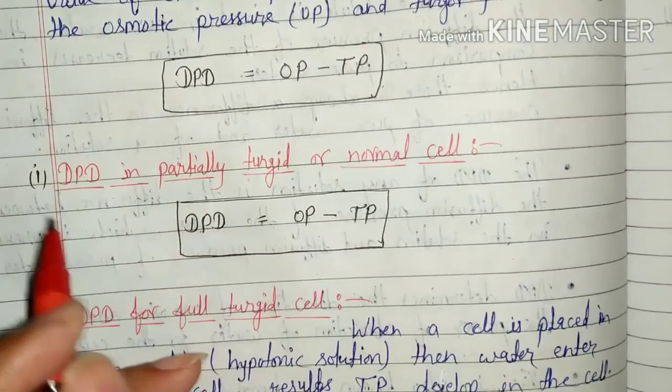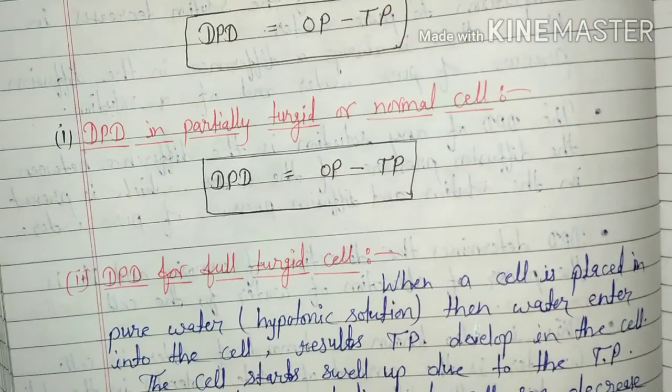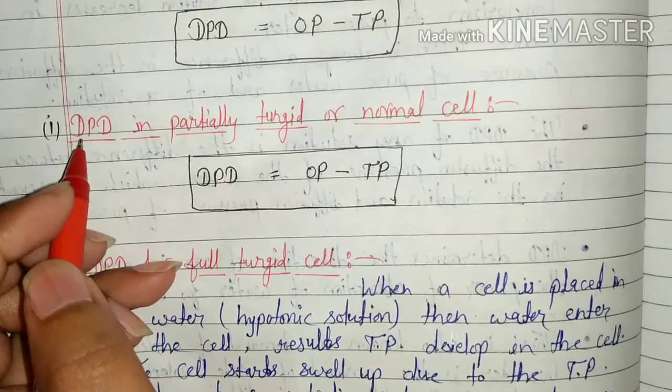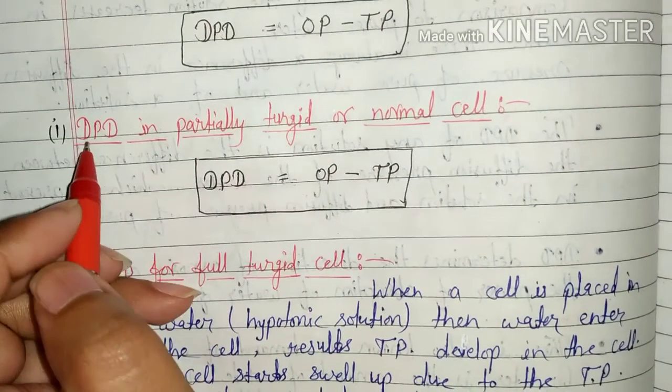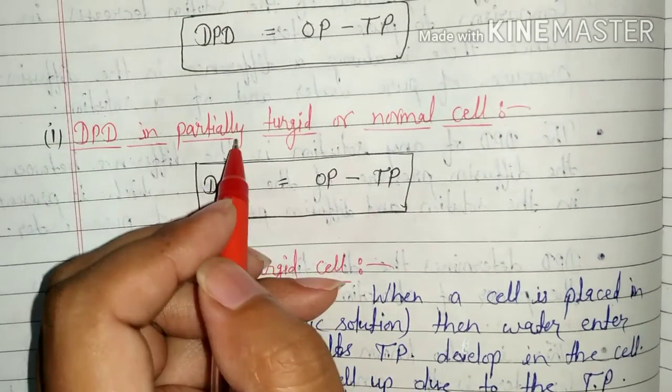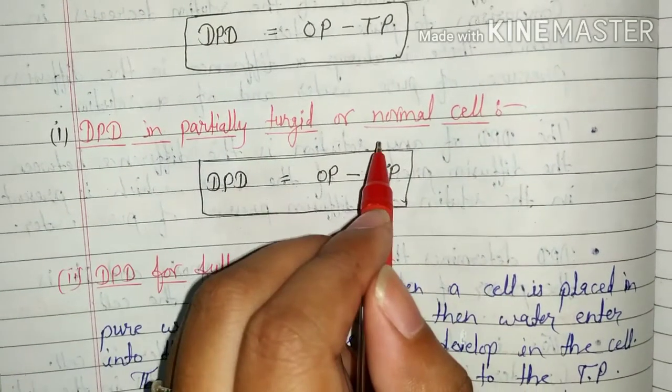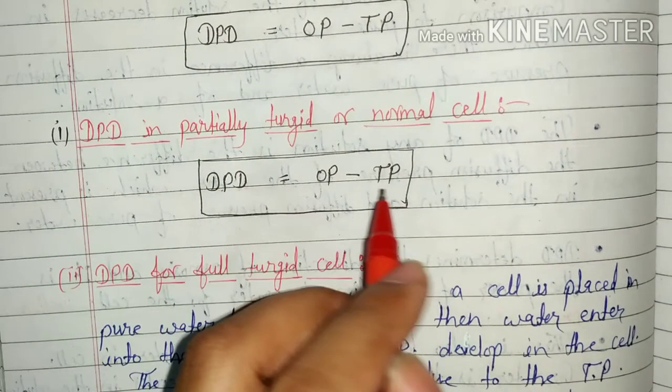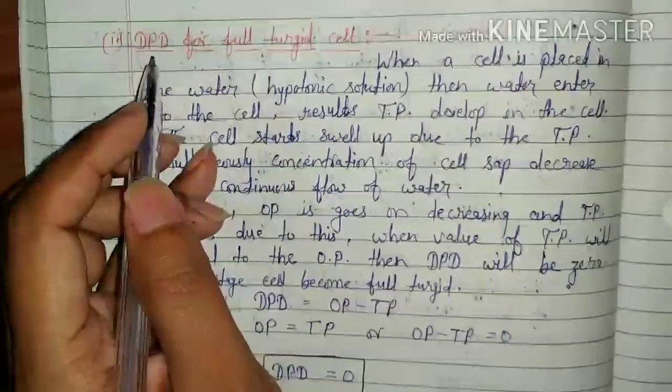Let's see some conditions. First, DPD in a partially turgid or normal cell. In a normal cell, osmotic pressure is high and turgor pressure is low. It means there is a difference, which is known as diffusion pressure deficit.